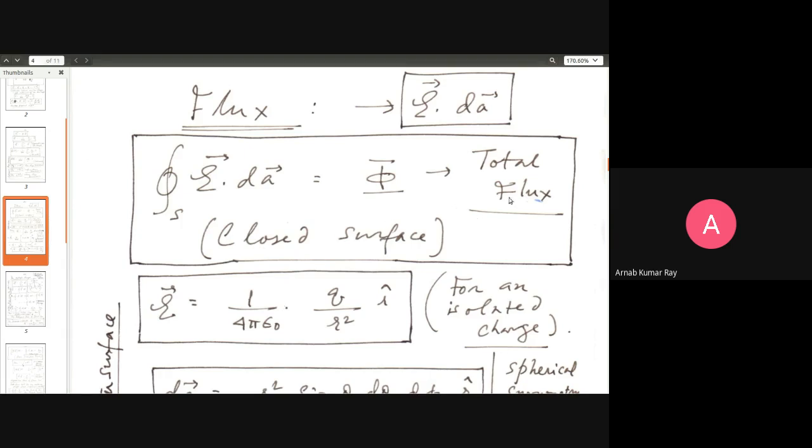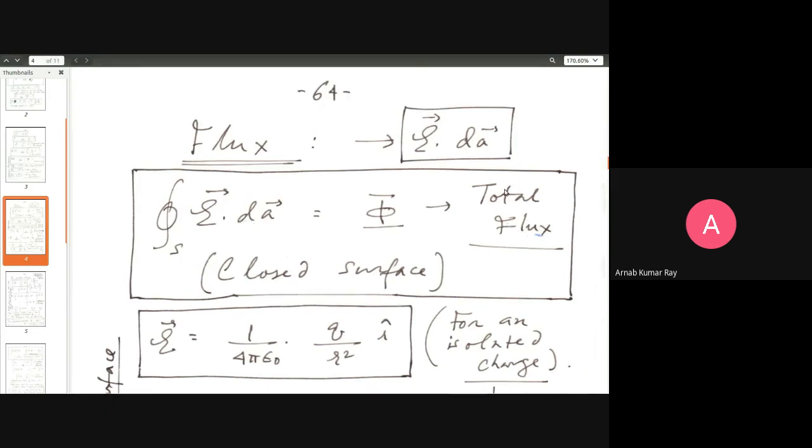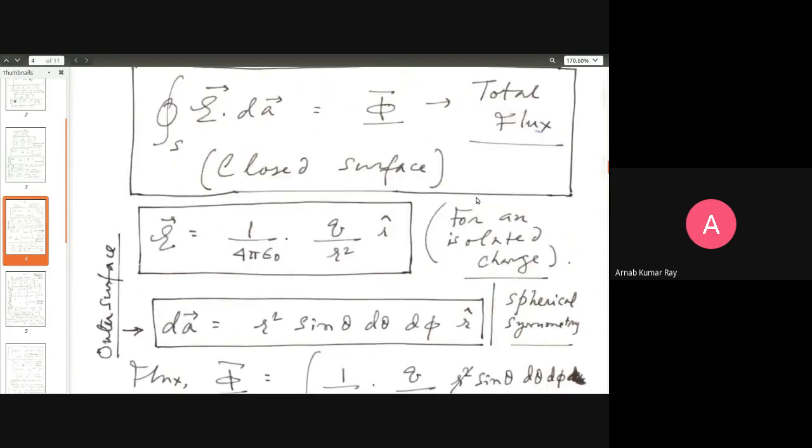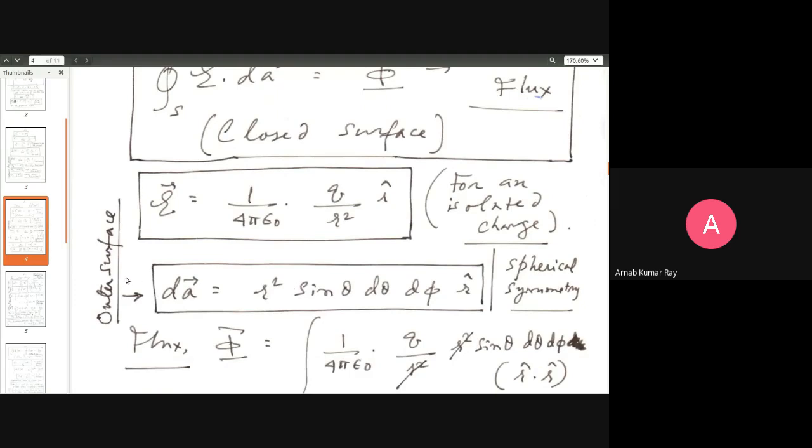Okay, what is the total flux due to this electric field? What is the total flux? It is the number of field lines crossing that spherical surface with which you have enclosed the charge at the center. And here comes our important thing. I told you in spherical problems, the outer surface will be very important. The area element of the outer face, dA, is equal to r squared sine theta d theta d phi r cap. That's spherical symmetry.